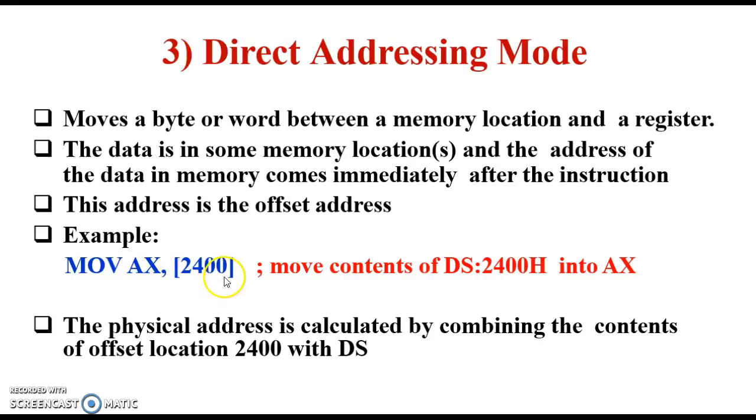In this example, the physical address is calculated by combining the contents of register DS, shifted towards the left by 4 bits, and added with 2400H.